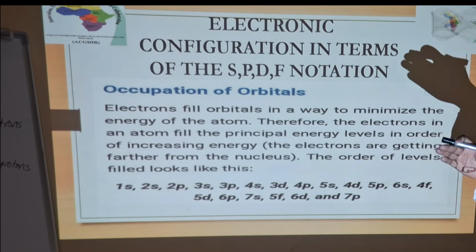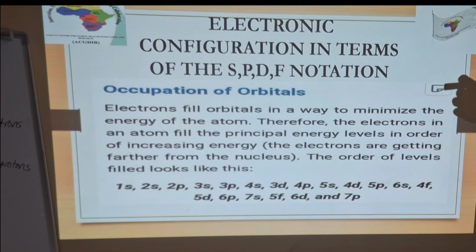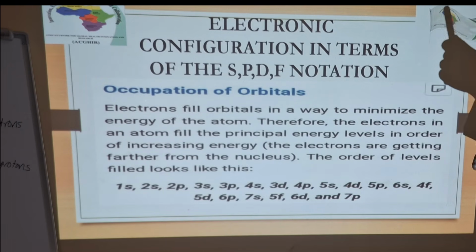Second energy level, we have the 2s and the 2p orbitals. So firstly, we fill the s and then we move on to the p orbitals. The third, we have the 3s, the 3p and the 3d. However, kindly note that at the third energy level, we fill the 3s and the 3p, then we go to 4s. Why do we go to 4s? Because 3d is at a higher energy level than the 4s orbitals.